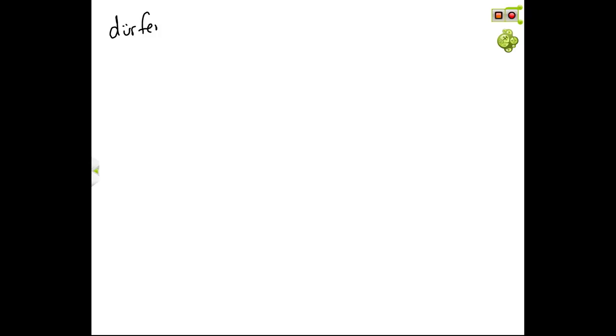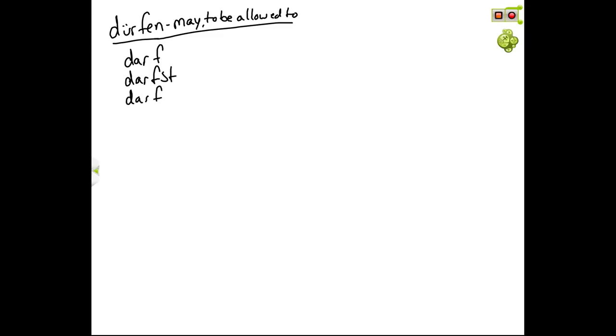So we have dürfen, which means may or to be allowed to. And this one is conjugated as ich darf, du darfst, sie es darf, wir dürfen, ihr dürft, sie dürfen.